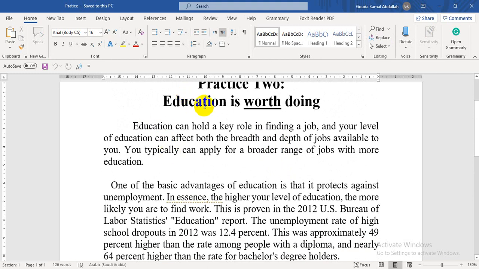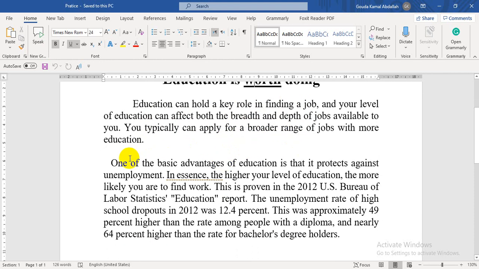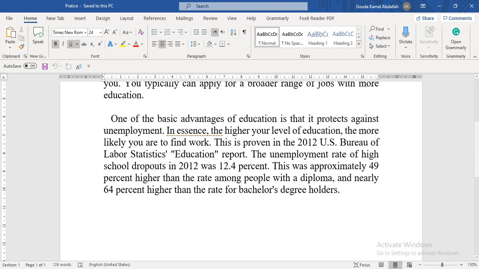Let's read it together. Education is worth doing. I guess here we need transposition. Education can hold a key role in finding a job, and your level of education can affect both the breadth and depth of jobs available to you. You typically can apply for a broader range of jobs with more education. One of the basic advantages of education is that it protects against unemployment. In essence, the higher your level of education, the more likely you are to find work.